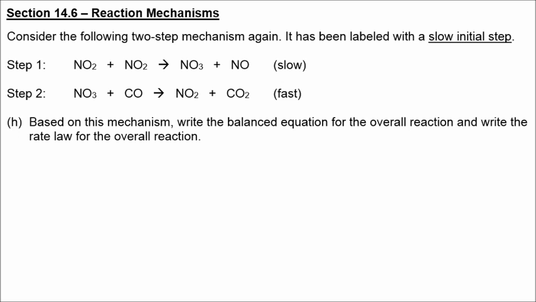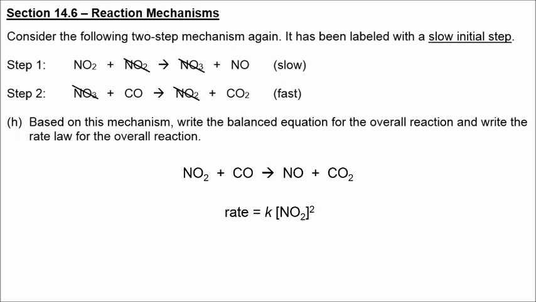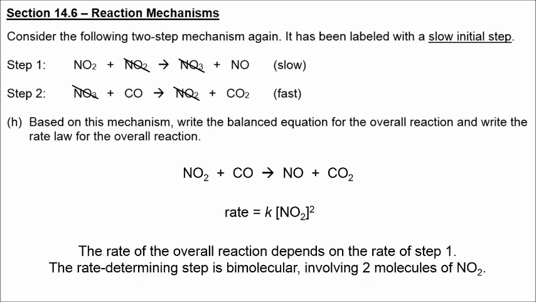Based on this mechanism, the overall balanced chemical equation, we've seen this before, is going to be NO2 plus CO producing NO plus CO2. So we now have the overall balanced equation for the reaction, and the rate is based on the slow step. Notice that step 1 involves 2 molecules of nitrogen dioxide, so therefore it is second order with respect to the NO2. The rate of the overall reaction depends on the rate of step 1. It's bimolecular, involving 2 molecules of NO2.